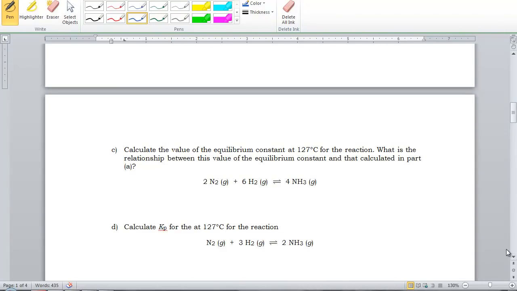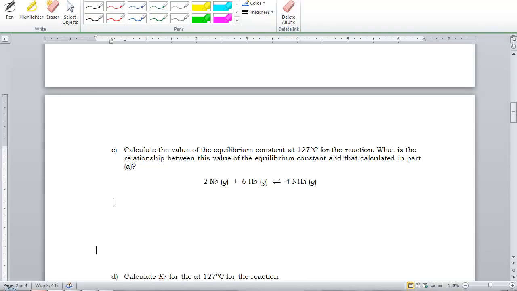Let's go to 2C. And if you were not in class on Tuesday, this handout will be posted in Blackboard, so you can get that there. All right. Now, let me write the original reaction that we started with in 2A. It was N2 plus 3H2 going to 2NH3.